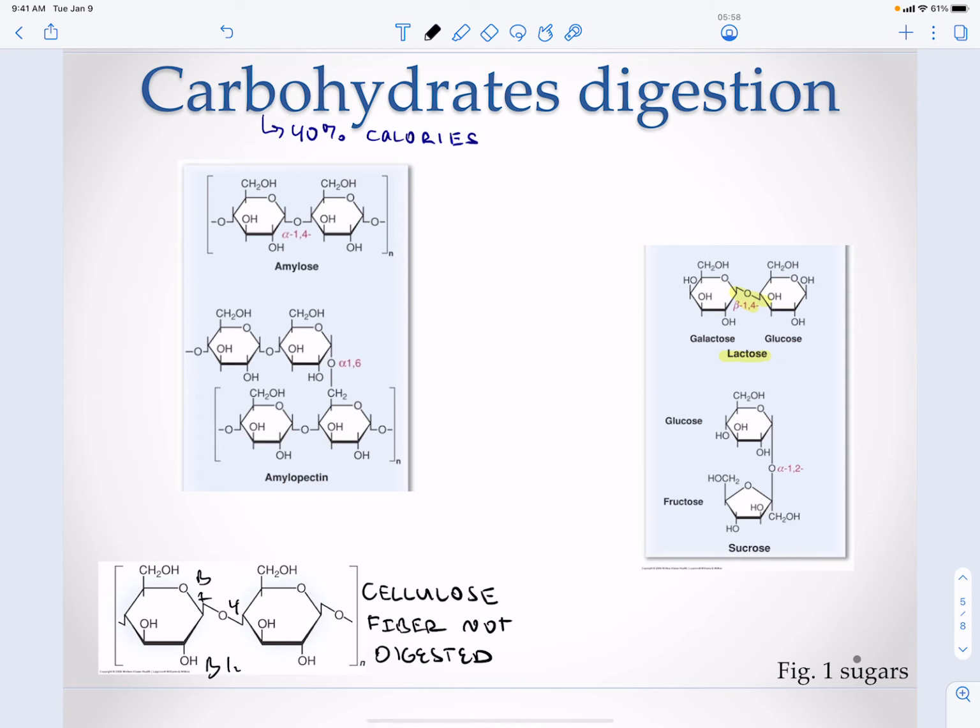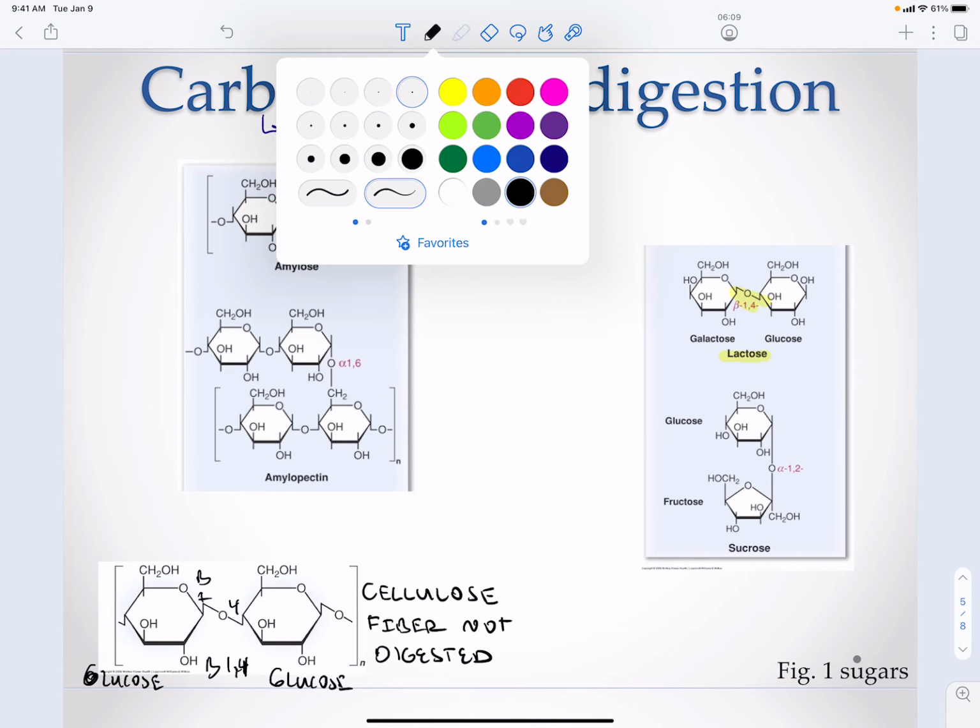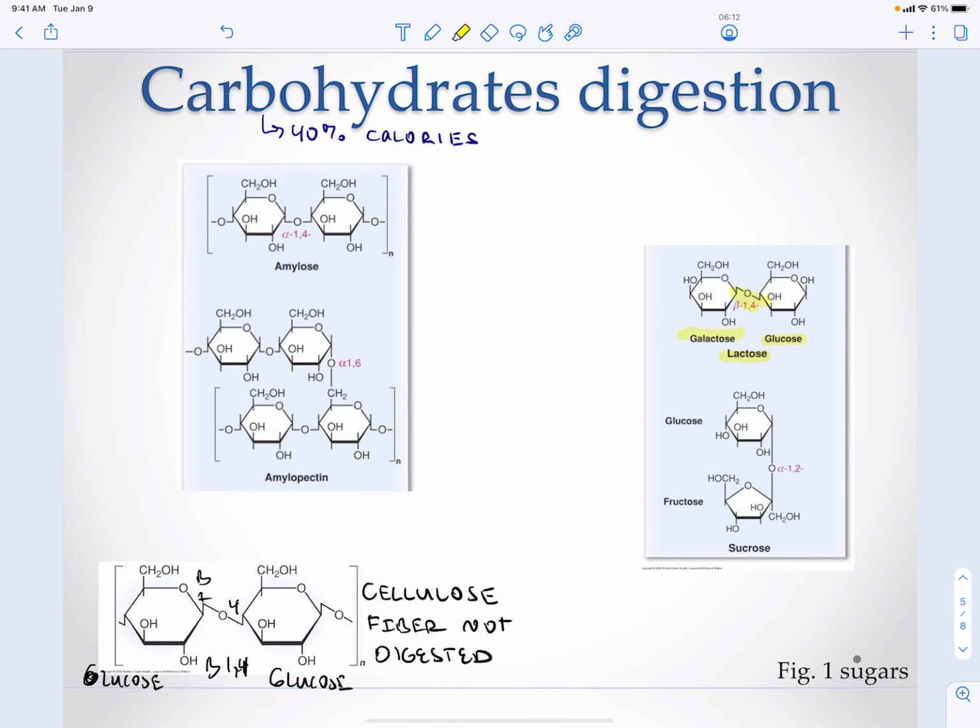So this beta-1,4 in cellulose is between glucose and glucose. The beta-1,4 in lactose is between galactose and glucose. So we have lactase that can recognize the beta-1,4 between galactose and glucose. We do not have an enzyme that can recognize the beta-1,4 between two glucose molecules. Now there's also an alpha-1,2 link in our sucrose between fructose and glucose, and again we do have sucrase that can recognize that alpha-1,2 link.